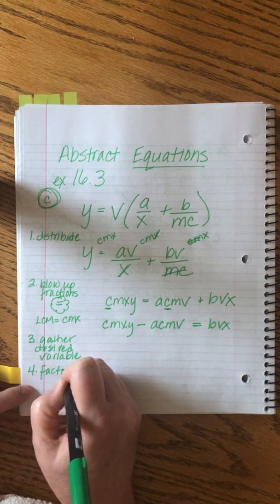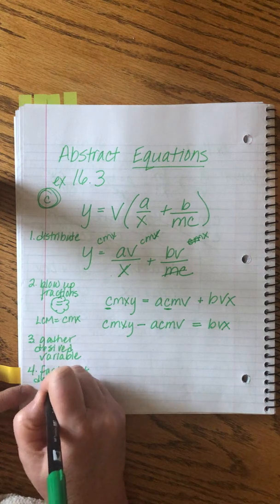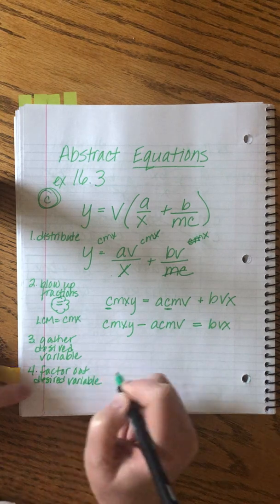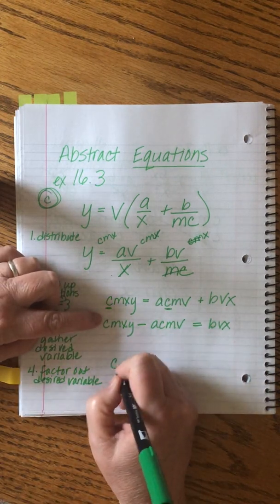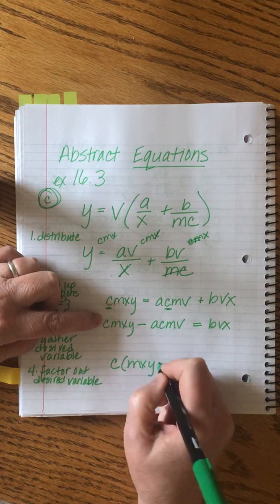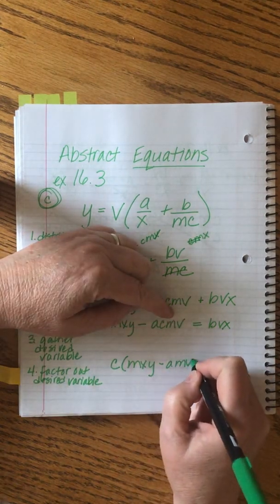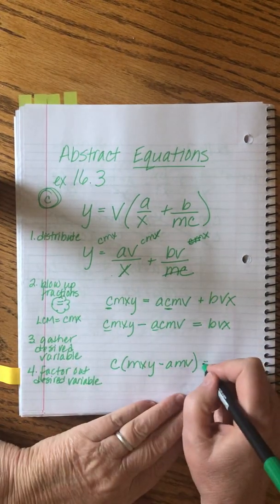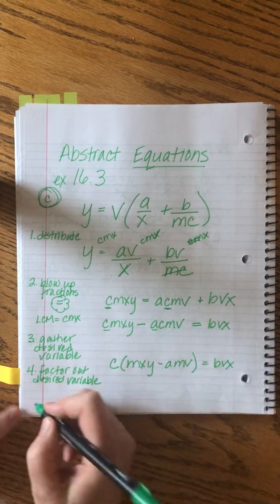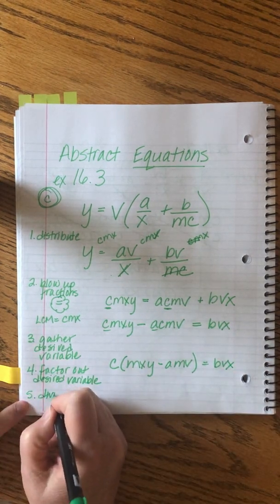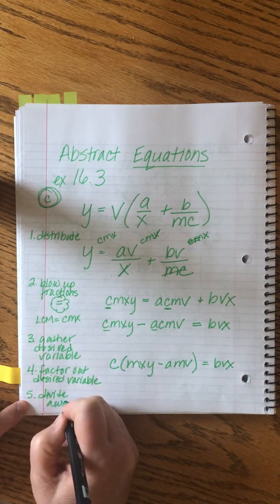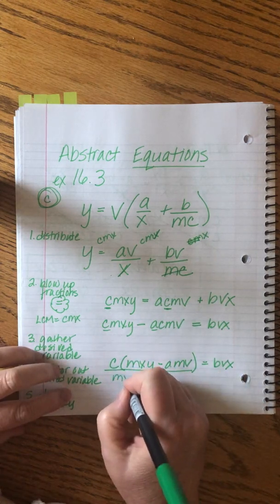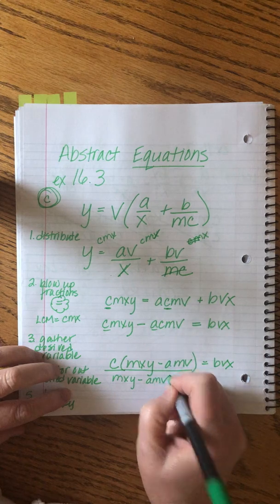Factor out desired variable. So the way we do that is to say, okay, we're going to pull out the C, and we'll have MXY minus AMV, right? I just pulled the C's out of both of these and put it outside. This stays the same. And now, divide away. If we just divide by this, our C will be by itself, and all is well in the world.